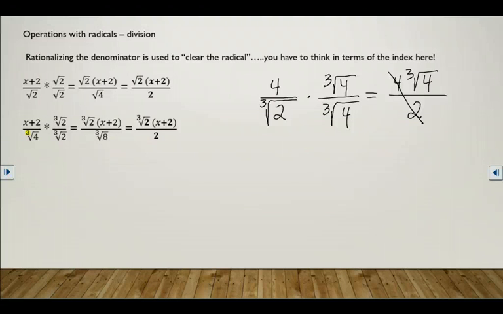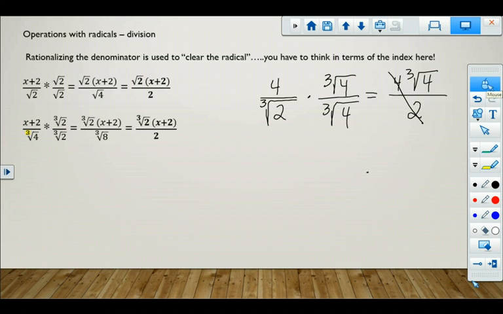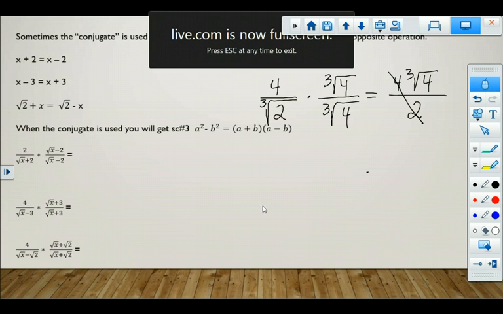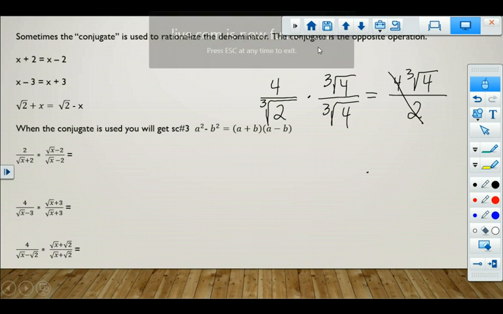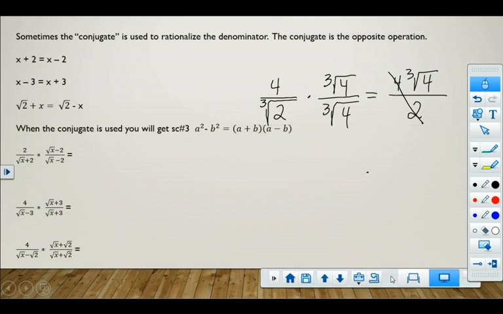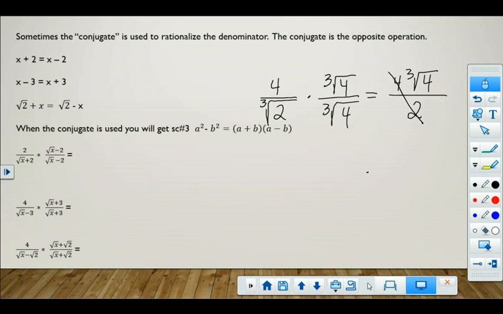Now, what if you have 2 terms? You either quit or manipulate. Or not know how to work the program. There we go. So, what are you going to use? Well, you're going to use the conjugate.